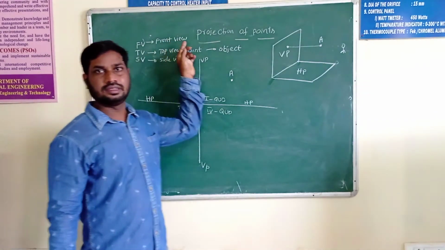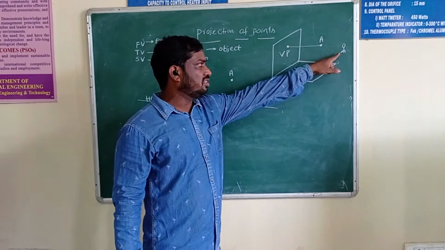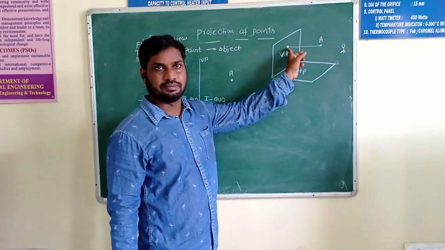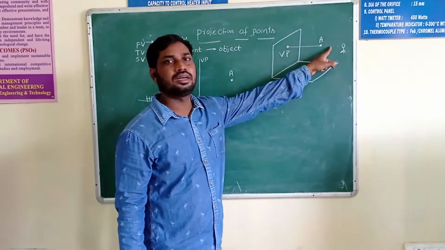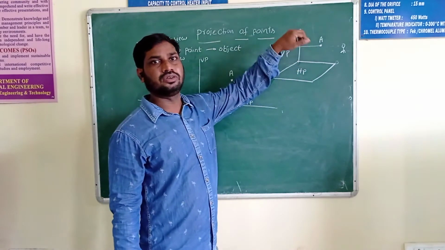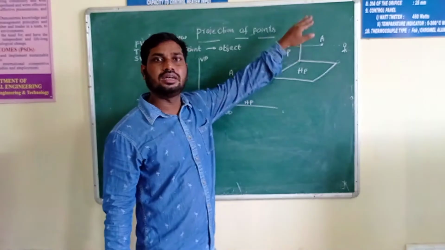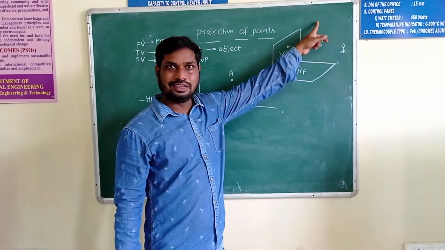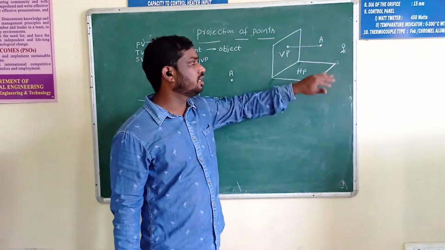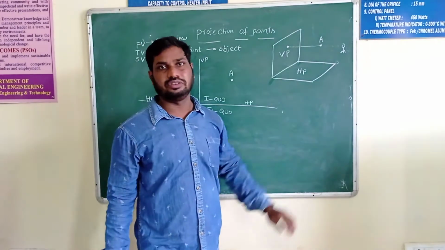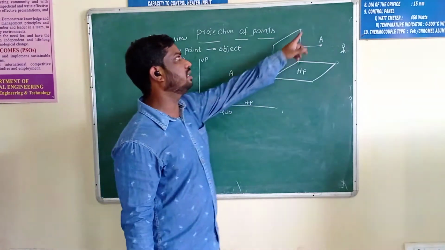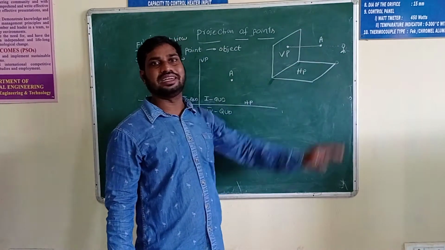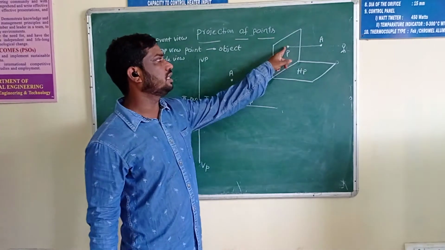So always you should stand in the perpendicular direction to the vertical plane. Then only you are getting the front view. If you want to get the top view, then the observer is at the top position and should be looking exactly perpendicular to the horizontal plane. If you stand perpendicular to HP you will get the top view, and if you stand perpendicular to VP exactly, you are getting the front view.